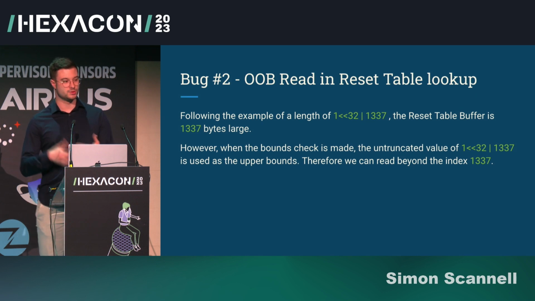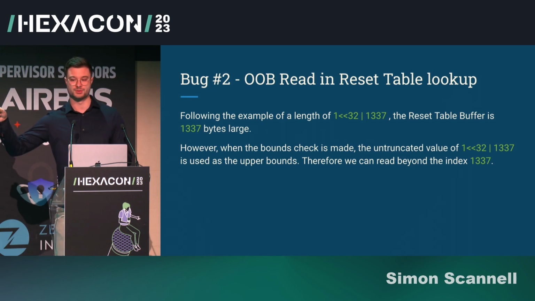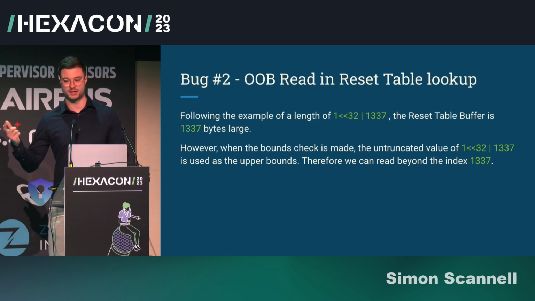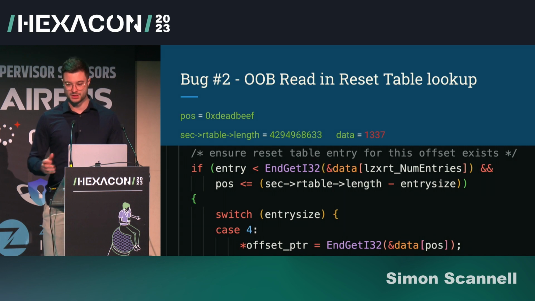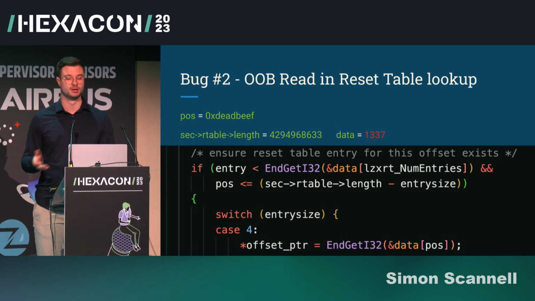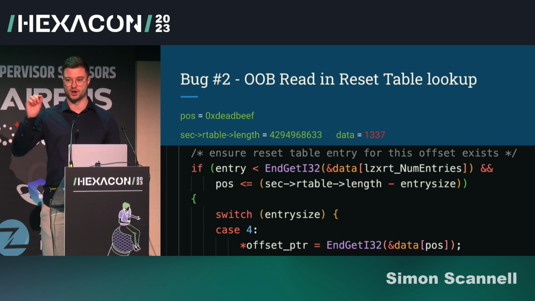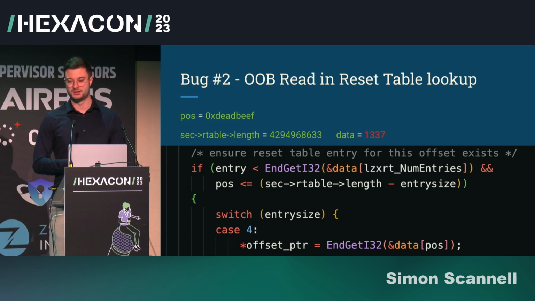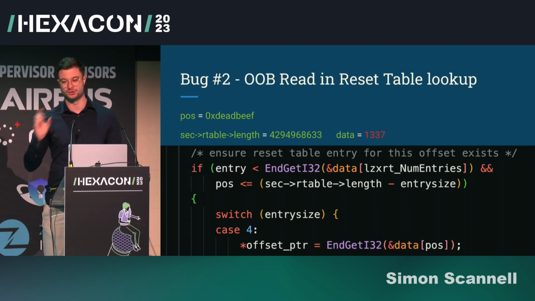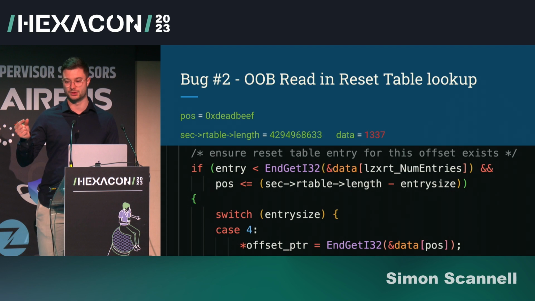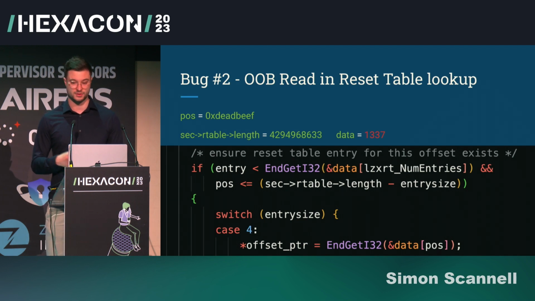The problem is when a bounds check is made, when the lookup into the reset table is made, the untruncated length of 8 bytes is being used, which would be 1237 with the 32nd bit set. And that means simply that we can index way beyond 1237. So here's another example, and here you can see the actual lookup, where position is, let's say, 0xdeadbeef, which is attacker controlled, and it's the offset of the file entry. And the reset table length is the giant untruncated value. And because that bounds check is made on that 8-byte value, we can bypass it and then index at the offset 0xdeadbeef into the 1237 bytes array.